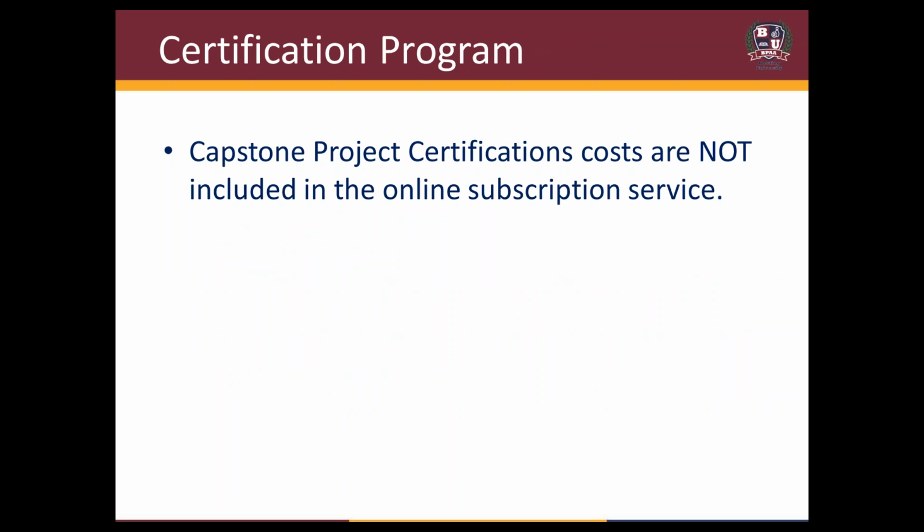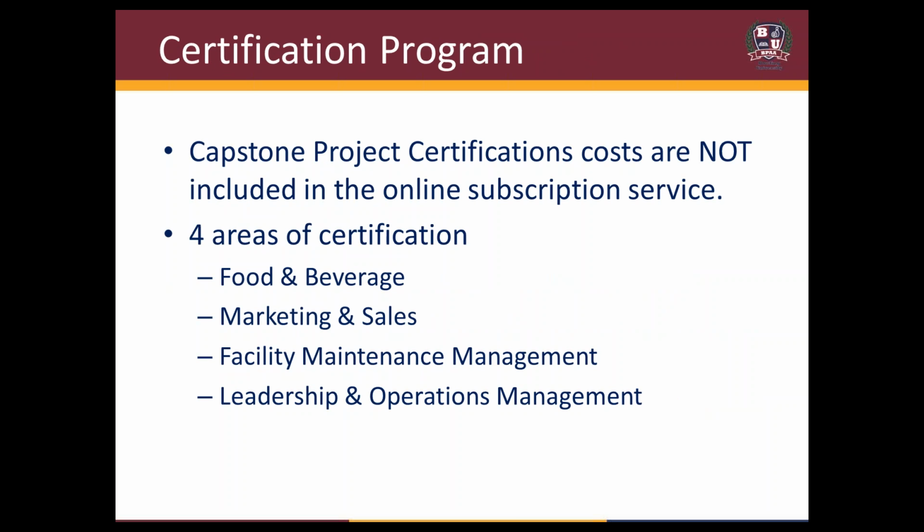The capstone certification is, again, like I mentioned, not included with the online subscription service, but you can get certified in 4 different areas: food and beverage, marketing and sales, facility maintenance management, leadership, and operational management. Again, these are separate. This would be something that you could look at for some of your higher level managers, or once you get into the program and get down the road, Sherry, Kelly, or myself would be happy to help you and look at which area you'd like to get certified in.